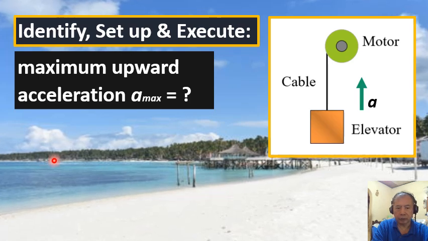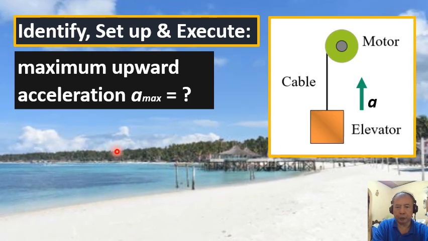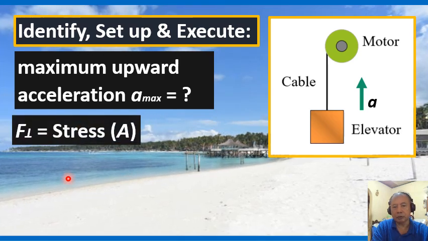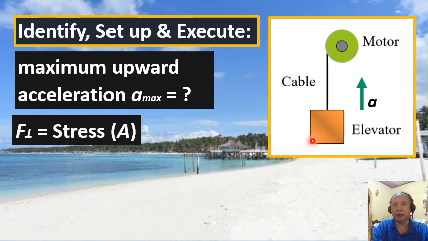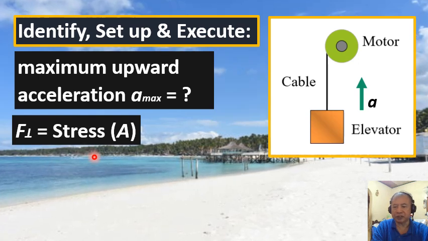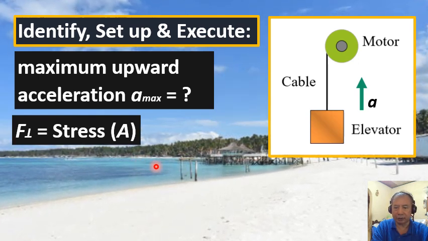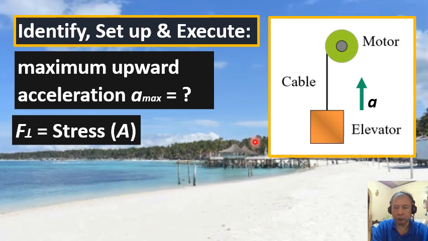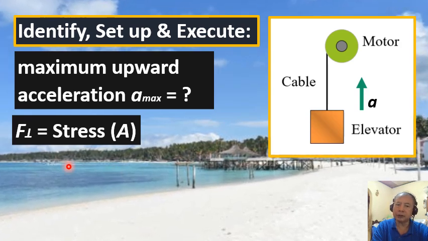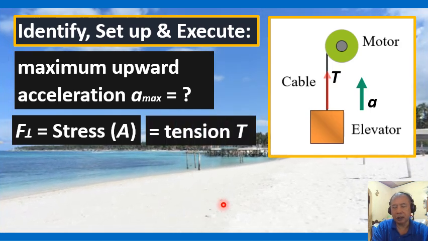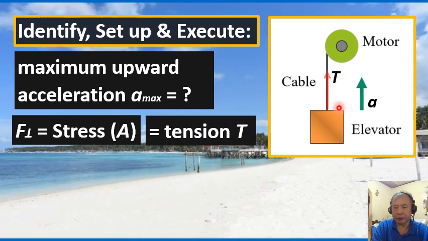Before we compute for this acceleration, we first determine the amount of tensile force exerted on the cable, which is just the product of the amount of stress and the cross-sectional area of the cable. And in this problem, we also consider this tensile stress as the tension force exerted on the elevator directed upward.